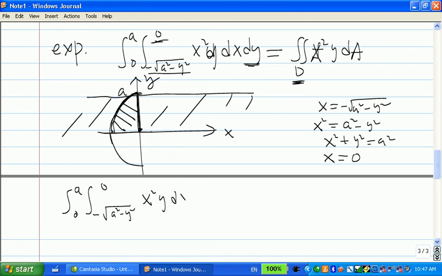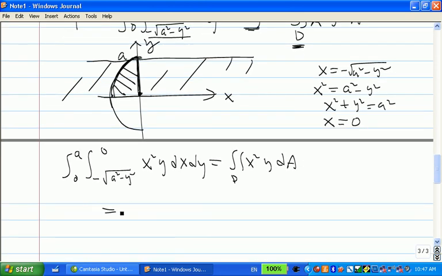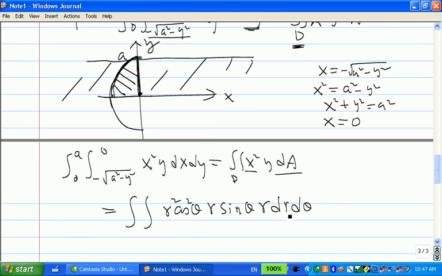And we know this one is a double integral. And we know a double integral can be calculated by polar coordinates, right, like this. Now you replace x by r cosine theta, so square this. Then replace y by r sine theta. Change your dA by r dr d theta. The order is always dr d theta.